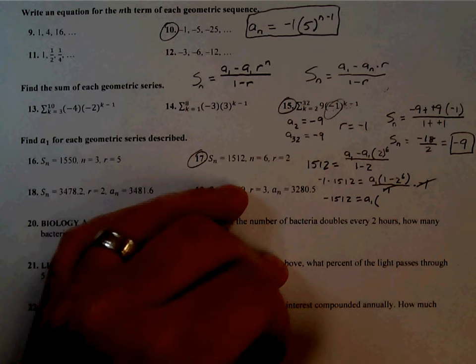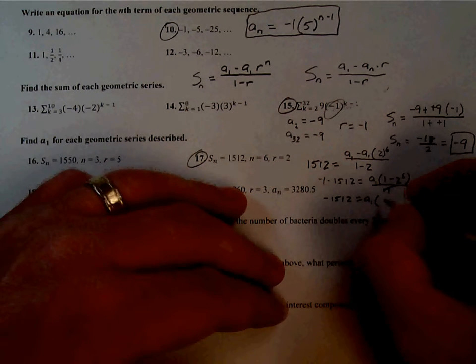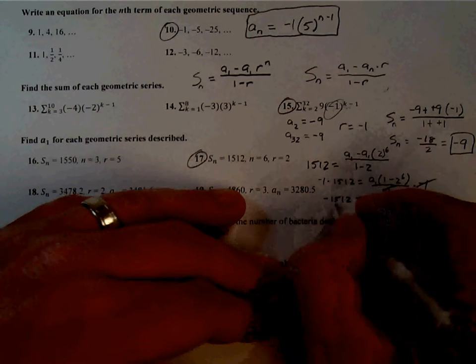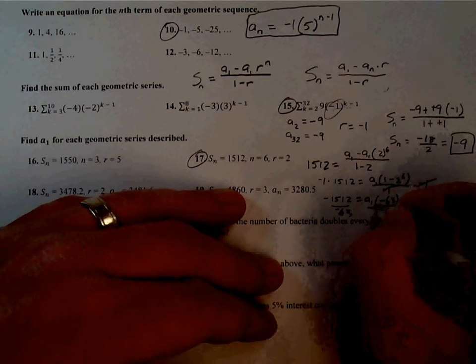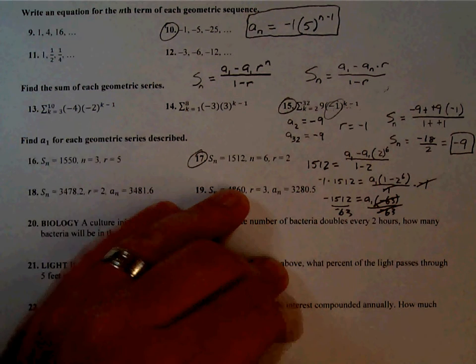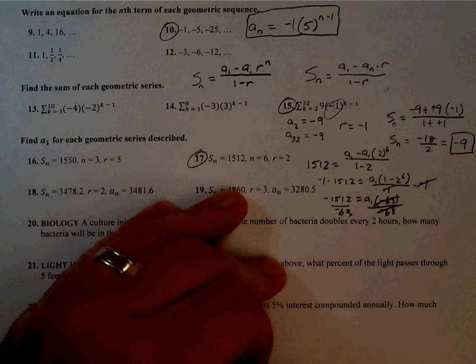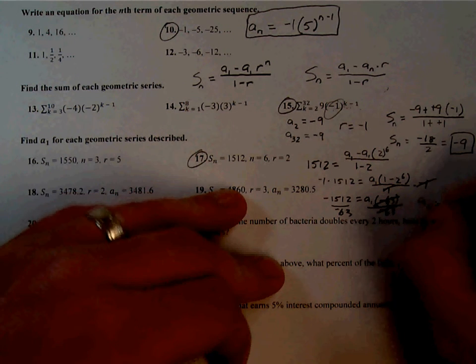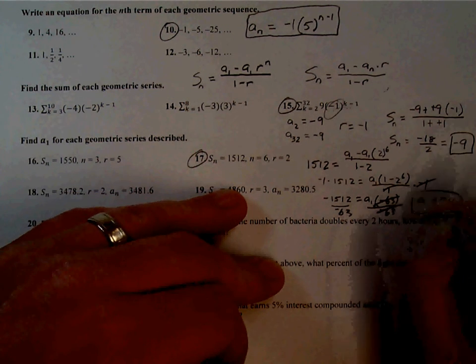1 minus 2 to the 6th is negative 63. So now I'll divide by negative 63. Negative 1512 divided by negative 63 is 24. So I see that the first term is 24.